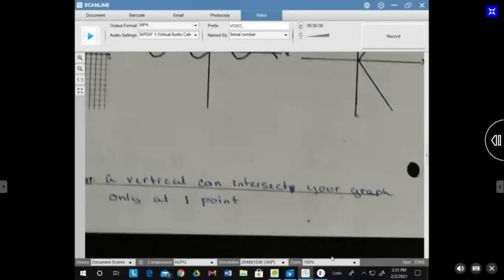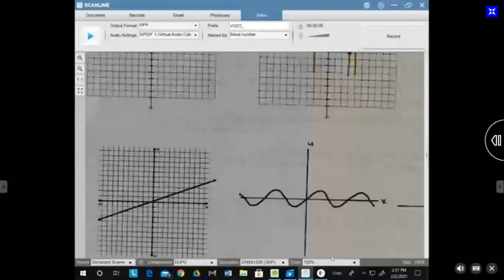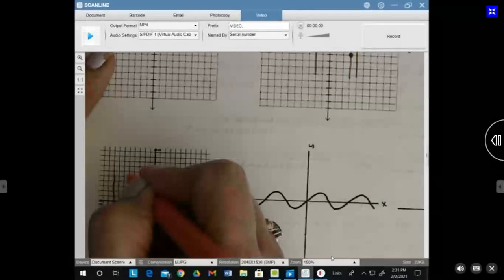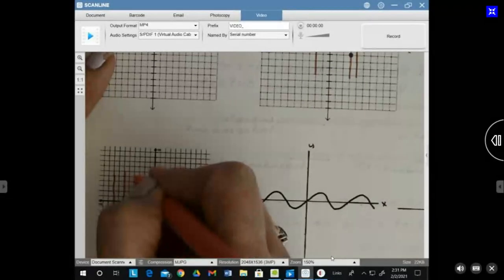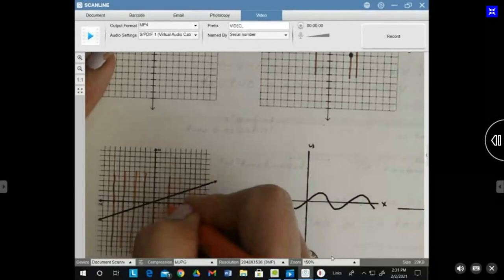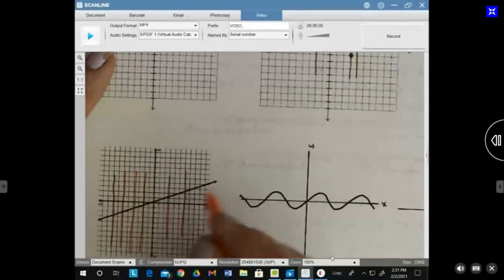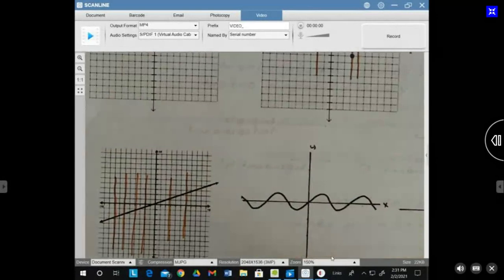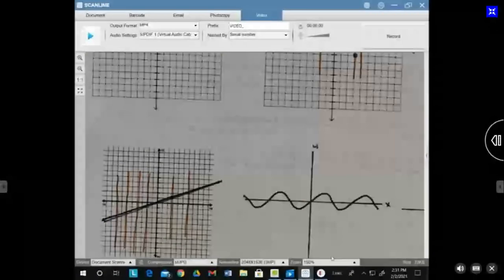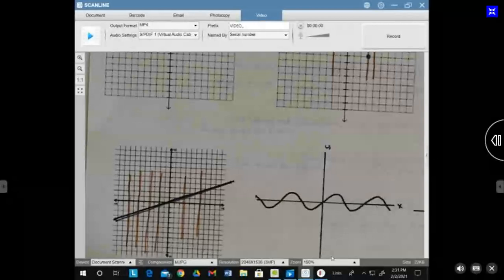All right, so no matter how many vertical lines I draw on this, am I going to touch my graph more than 1 point? I can keep drawing vertical lines. When I'm talking about my graph, make sure you understand, I'm talking about this line here, right? So if I keep drawing those orange lines, how many times are they going to intersect with that blue line? Just one time.